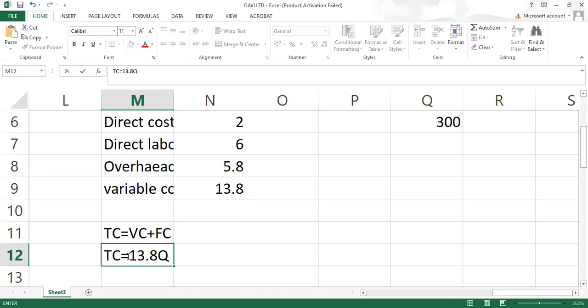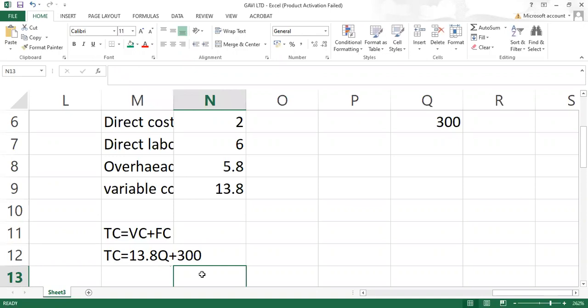Are you okay? Then you add it to the fixed cost. The fixed cost is what? 300. It has nothing to do with the output level. So if you are producing 2,000 units, your variable cost that you are going to incur will be 13.8 times 2,000. Then you will incur fixed cost of 300. That is the total cost function. Are you okay?